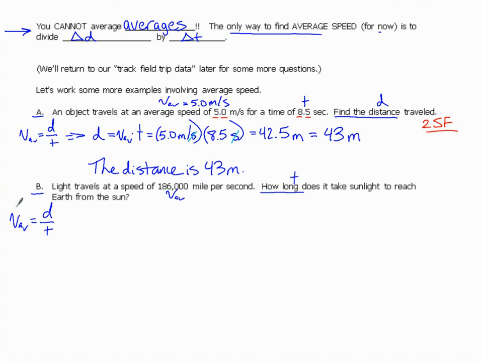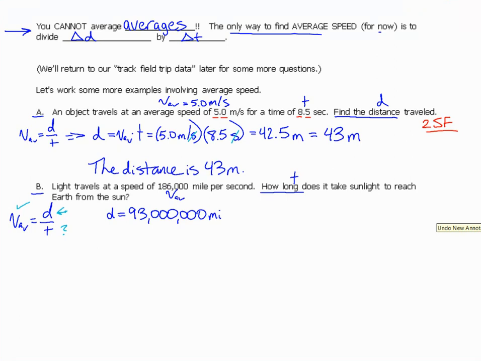Looking at what we have, average velocity, we are looking for time, and we need to know the distance between the Earth and the Sun. The distance between the Earth and the Sun is 93 million miles. Use the abbreviation. 93 million miles.